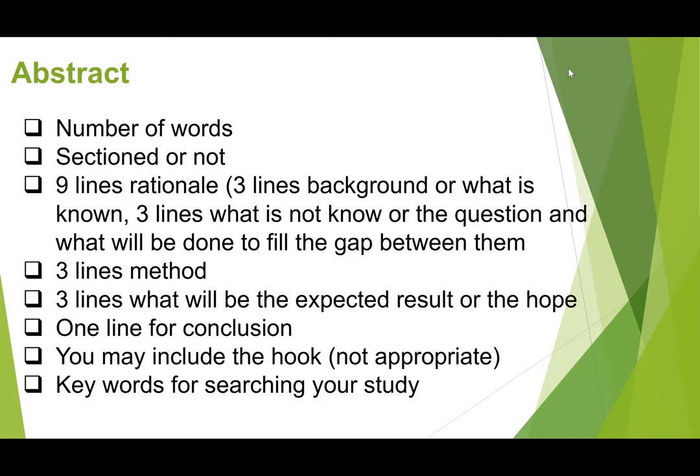You need to write a few lines about the method, and a few lines on what you would expect, the expected result. So what is your result? What is your expected result? Or if you don't expect it, what you are looking for, what you are hoping to find? And then you need to write a line about conclusion. Now here you might include the hook or the exaggeration or what is next. But usually it's not appropriate to write it in the abstract, though some abstracts do write a hook. You need to write the keywords that you would love the search engines to pick up when people are searching for your study.